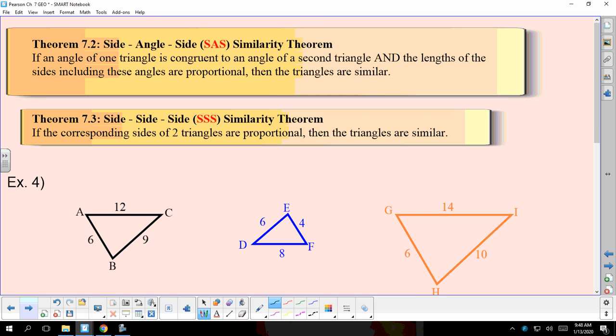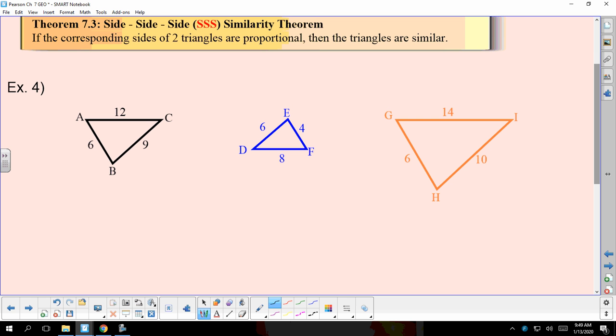So while there were 5 congruence postulates in chapter 4, there's only 3 similarities. Right? We have angle, angle, and then side, angle, side, and side, side, side. The only difference is now we're not showing things congruent. We're showing those sides are proportional. We need to do that extended ratio. So let's look at this one.